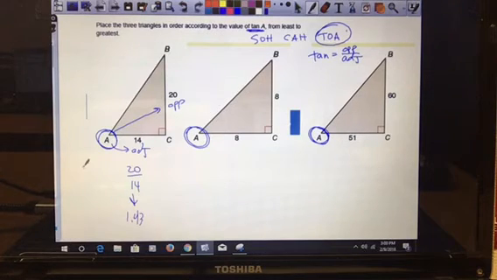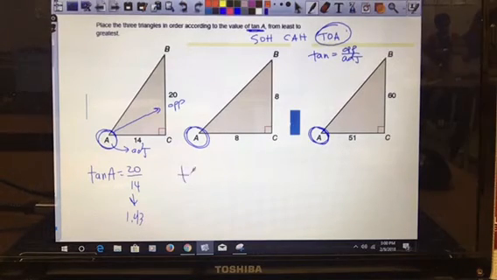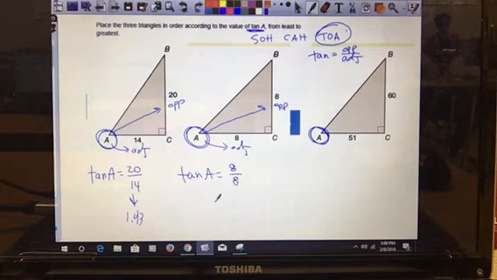So 20 divided by 14, because 20 is opposite, 14 is adjacent. O over A gives you your TOA. And I can actually put tangent of A here equals 20 over 14, and you get 1.43. Here the tangent of A would be opposite over adjacent. So here the tangent of A is 8 over 8. So that's an easy one to divide. That's just a 1.